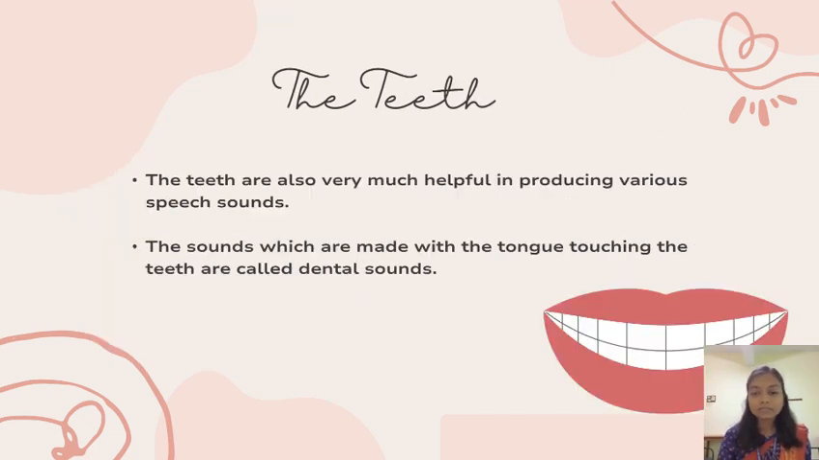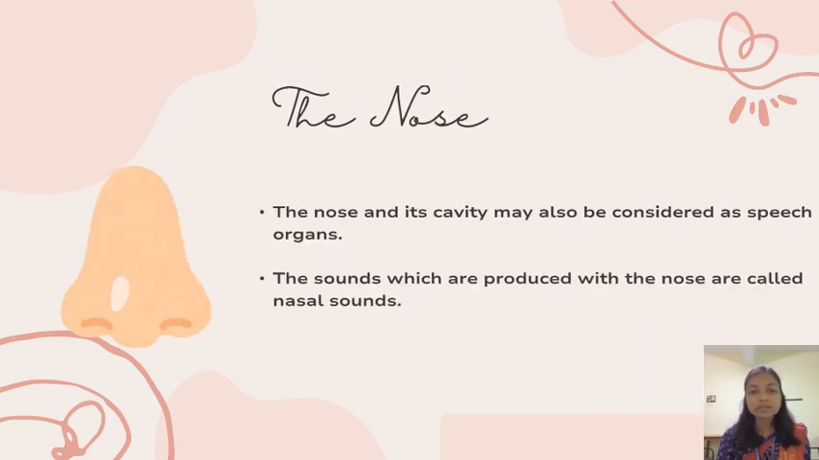The next is the teeth. The teeth are also very much helpful in producing various speech sounds. The sounds which are made with the tongue touching the teeth are called dental sounds. The next is the nose. The nose and its cavity may also be considered as speech organs. The sounds which are produced with the nose are called nasal sounds.